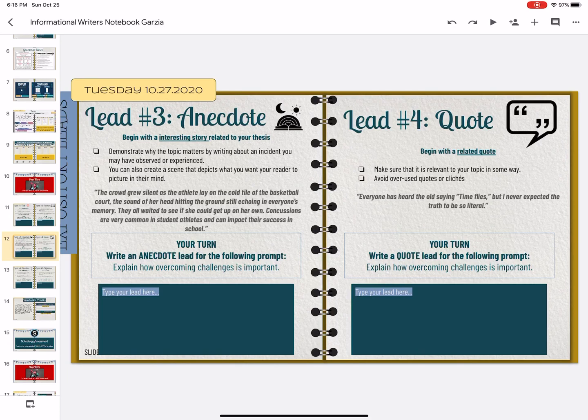Okay, lead number 4 is a quote. Hint, hint, just a little heads up. On STAR, you are always, always, always given a quote to work with. This is a good one to go with. It's always easy, especially when we're doing our STAR writing. You're beginning with a quote that's related to your topic. So make sure it's relevant, and avoid using overused quotes or cliches, okay?